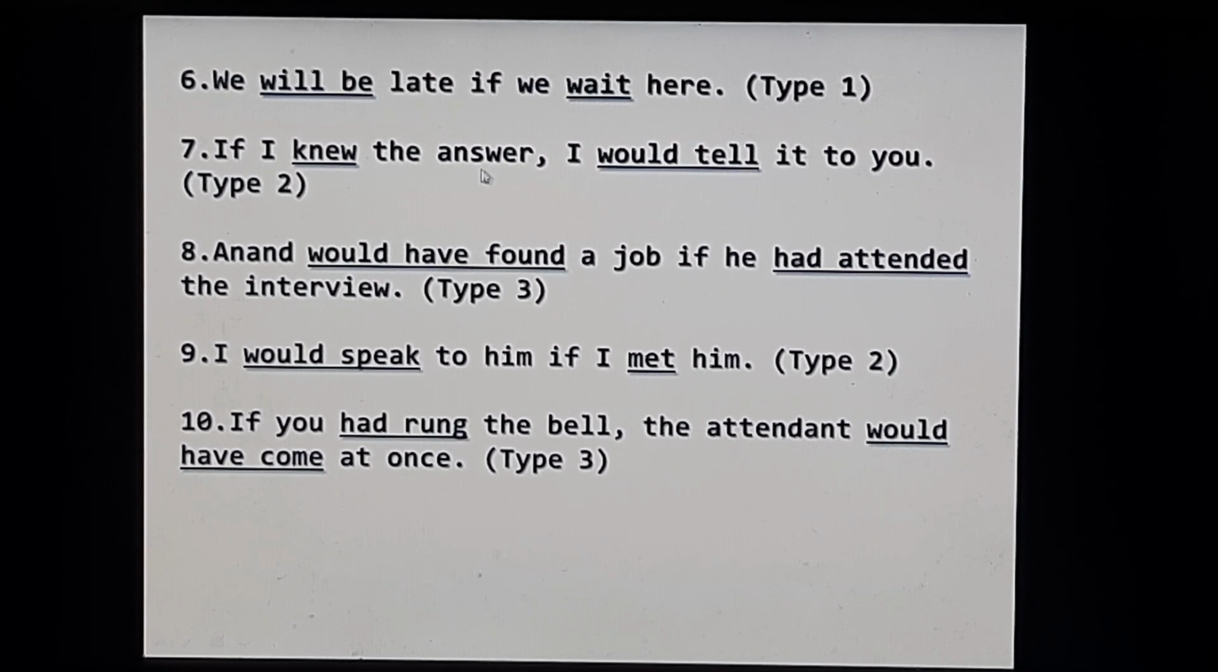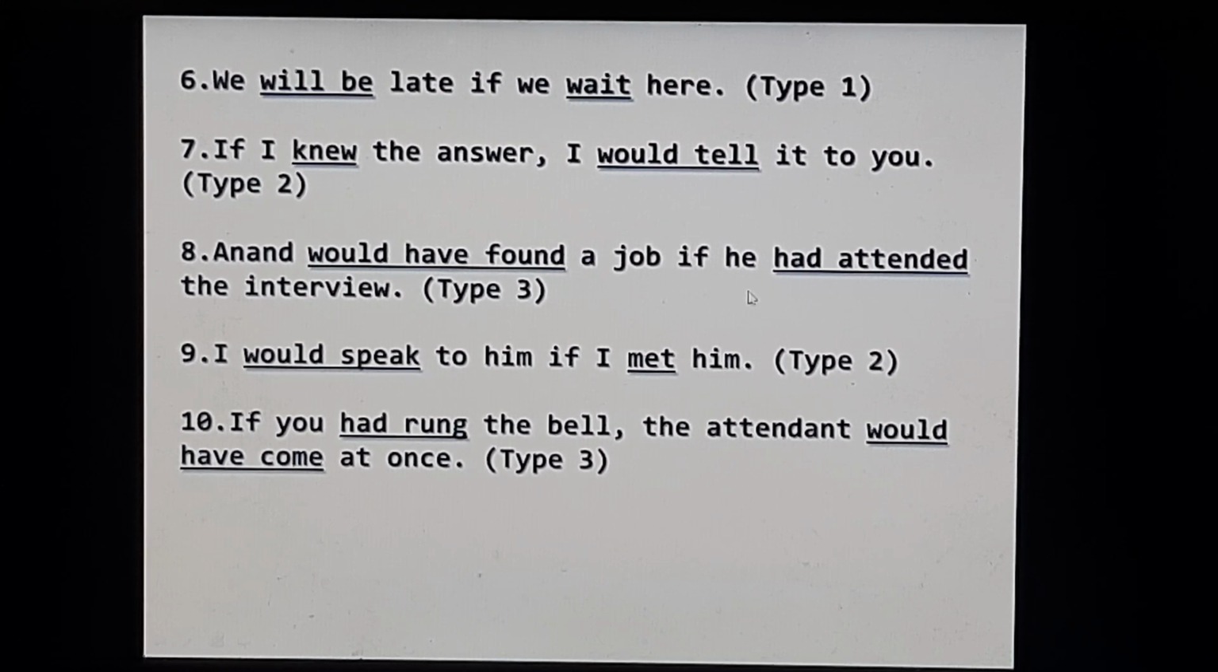If I knew the answer, I would tell it to you. If I knew the answer is your if clause, knew is your verb. It is in the simple past. So your verb in the main clause should be would plus infinitive or the base form V1, which is tell. So it is type 2 condition.